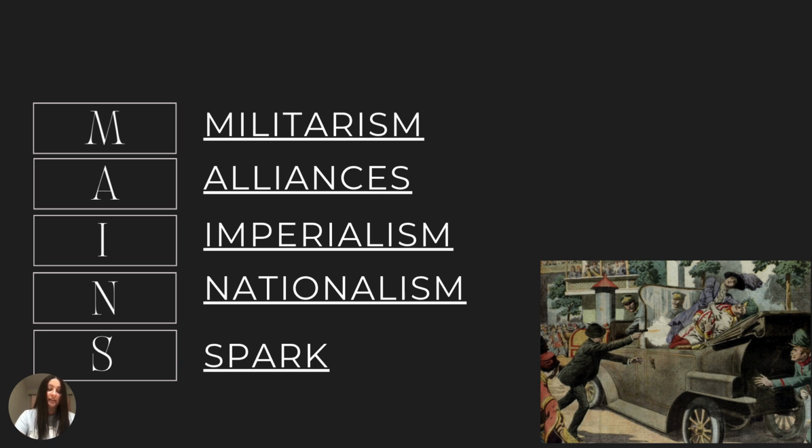in this case, the assassination of Archduke Franz Ferdinand. This painting depicts that assassination. That assassination will lead to Austria-Hungary declaring war on Serbia.